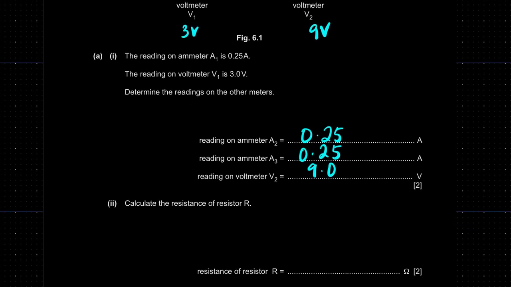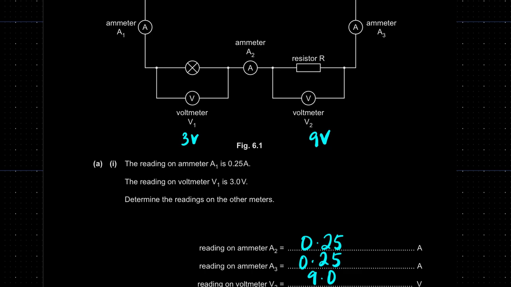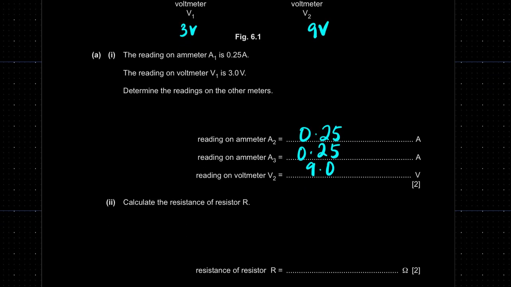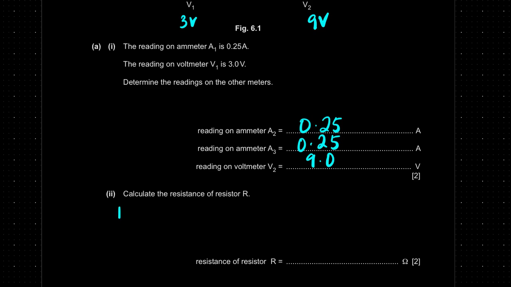Resistance of resistor R. For resistor R, I know the voltage across it. And again, because this is one path, I also know the current through this. So for the resistance, I just need to do V over I. So R equals V over I. So 9.0 over 0.25 turns out to be 36 ohms. Again, units are given.